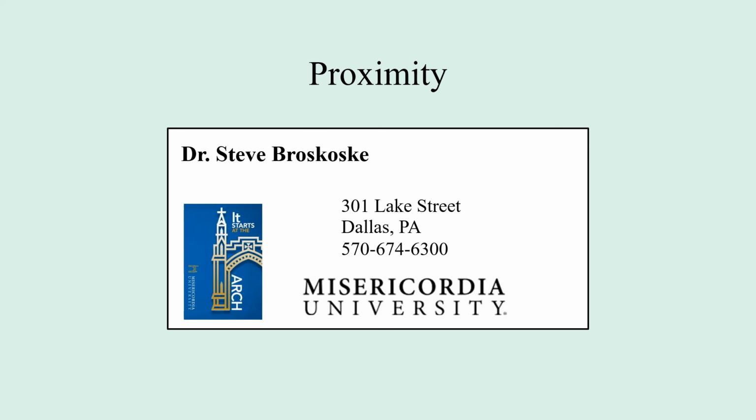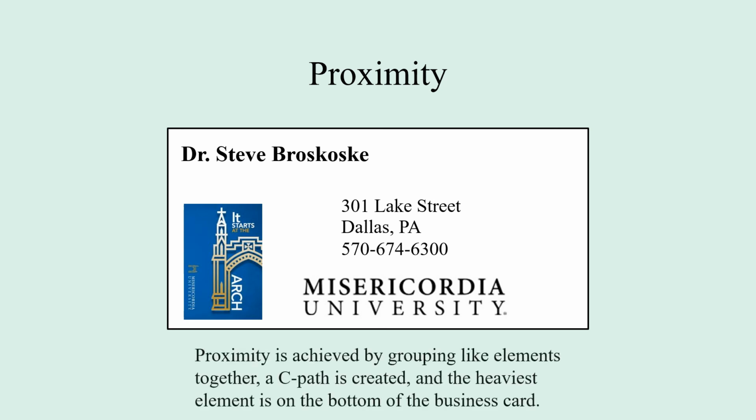In this version, we made it just a little bit better. First, I wasn't happy with the overall balance of the last one. The heavy element, the Misericordia name, was on the top of the card. So it would be nicer if the heavier element was down on the bottom to balance more. So here we see that we did that balancing, and we achieved proximity by grouping like elements together, putting them in close proximity to each other in their groups.